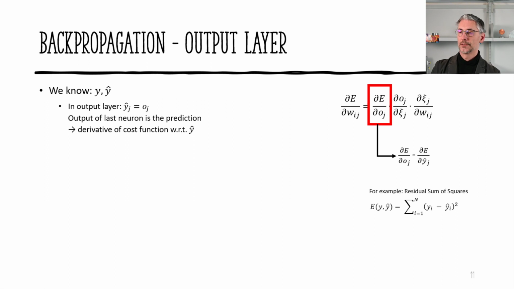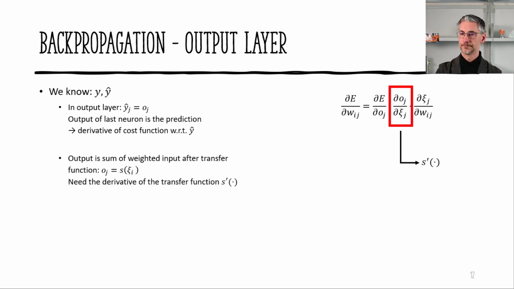So in the output layer, we have the following formula. We know y and y hat. In the output layer, the output is y hat. So the output of the last neuron is the prediction. So this is what we do here. For example, for the residual sum of squares, we can calculate this explicitly. Then we move to the next part. Here we can see that this is the derivative of the transfer function. So here we need to have a formula for this.